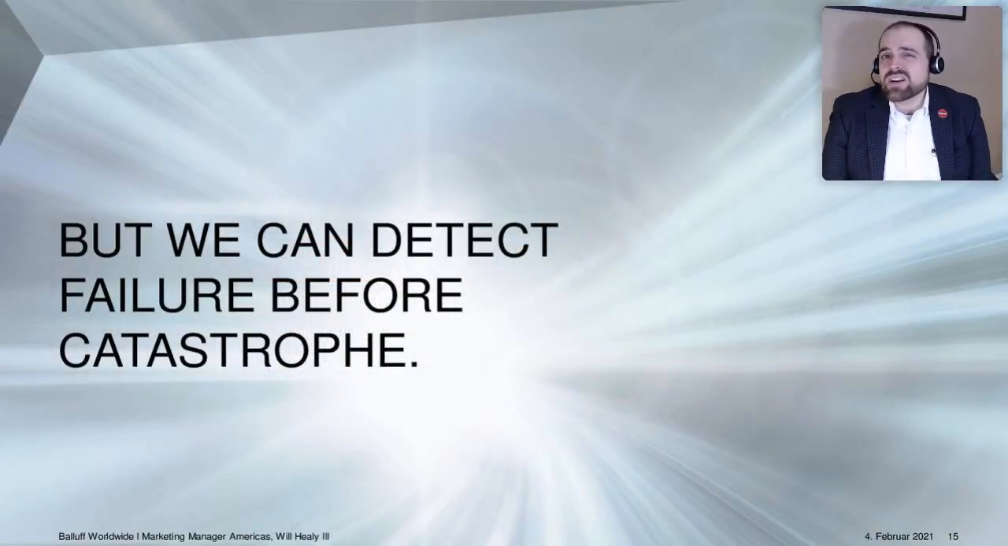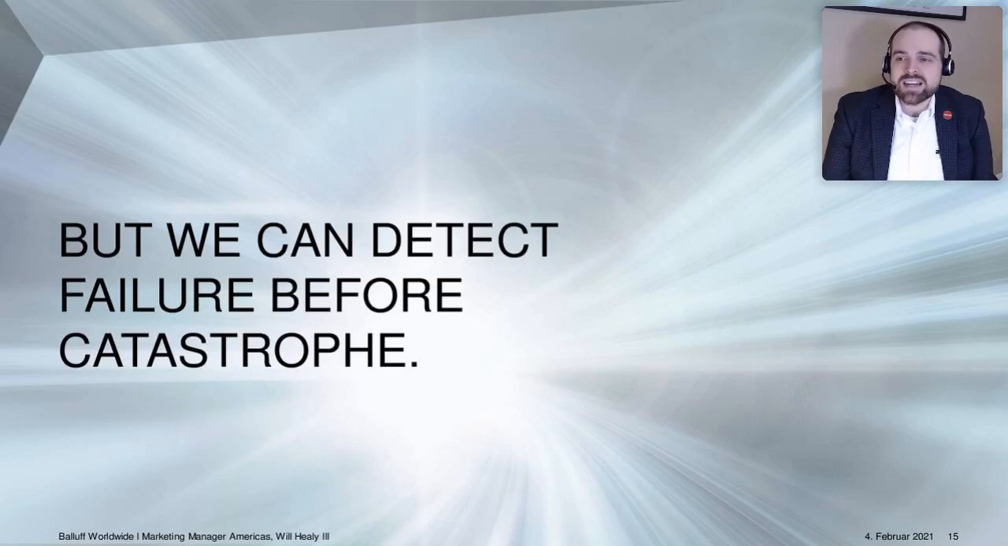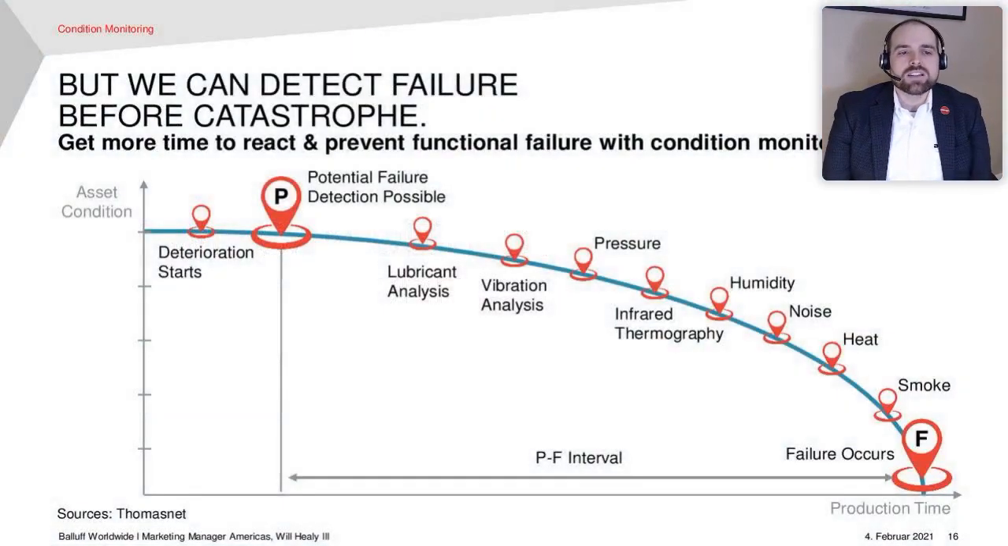But even if this stuff fails, we can detect failure before catastrophe, and that's something we have to really think about. This is a standard PF interval diagram for condition monitoring. This is just a generic one, but there's all kinds of indicators for a device before it fails, typically, that we can possibly detect.